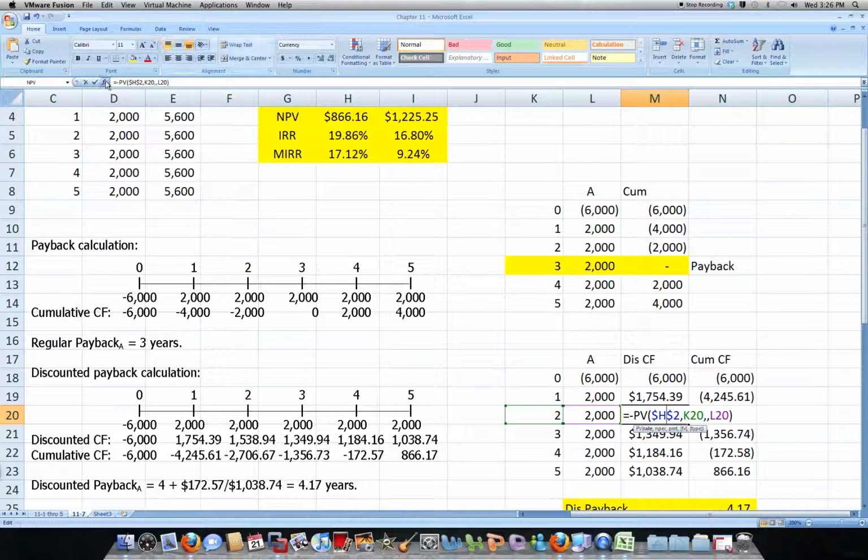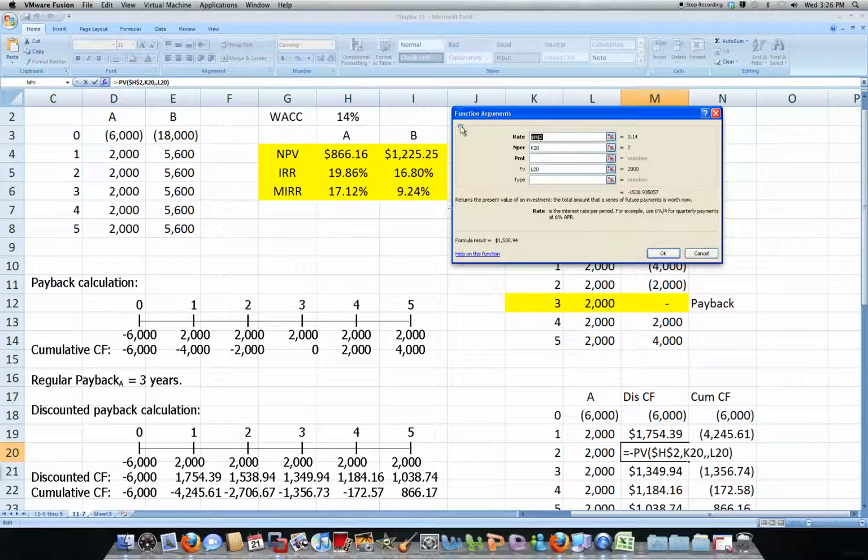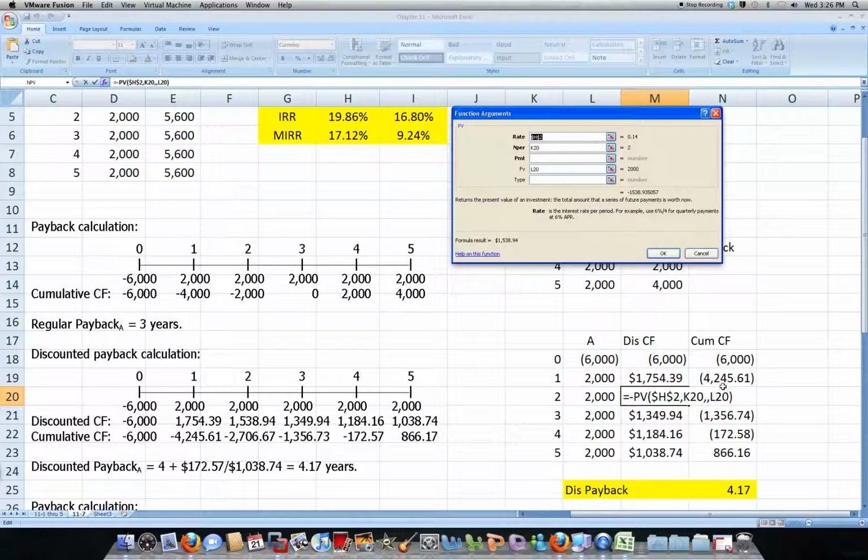Now, let's see if I can show you. I use the present value function, and I put a negative in it to keep it positive, because we need to add it back to this negative number to find our cumulative. So I'll put a negative in front of it all here, and then here's my rate, which is our 14% cost of capital. Now our periods, for this one, is just 2.